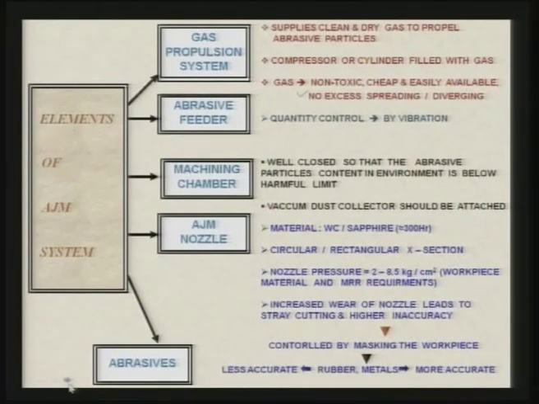Now, you can use rubber as the mask, but it gives you a less accurate machined component. You can use soft metals, and that will give you a more accurate machined component.